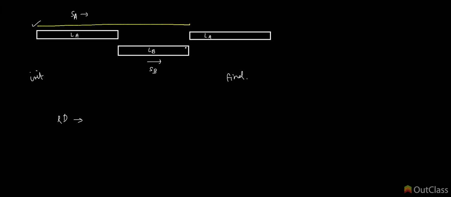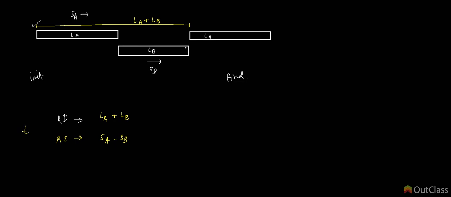You can compare the initial and final positions of the back of the train or the final initial position of the front of the train, doesn't matter. The distance traveled is LA plus LB. So the relative distance, right? How much the train A has moved with respect to the train B is LA plus LB. It's the combined length of the two trains. And the relative speed, as we have already discussed, because it's the same direction, is SA minus SB.